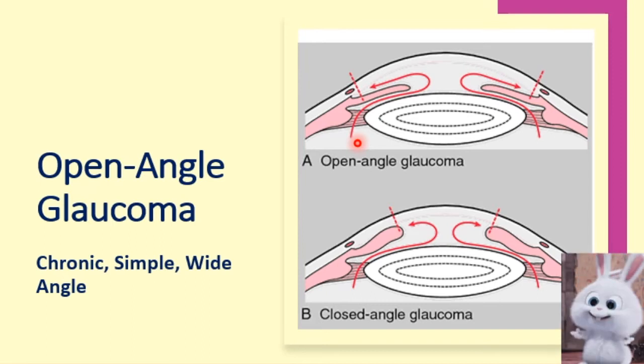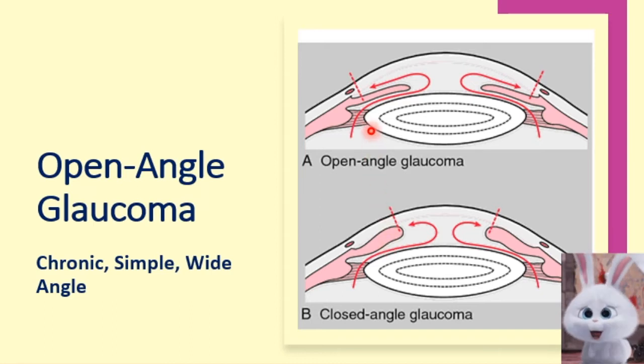Okay? There are two main types in your handouts that would be categorized under your primary glaucoma. You have your open angle and then your closed angle glaucoma. You need to note, class, that when I say open angle glaucoma, it is considered to be chronic, it is considered to be simple, it is considered to be wide angle. Which means when you hear the word chronic glaucoma, simple glaucoma, wide angle glaucoma, that would be referring to your open angle glaucoma.